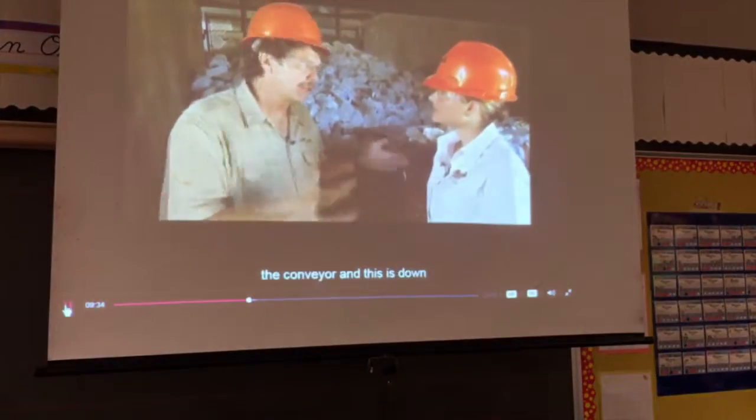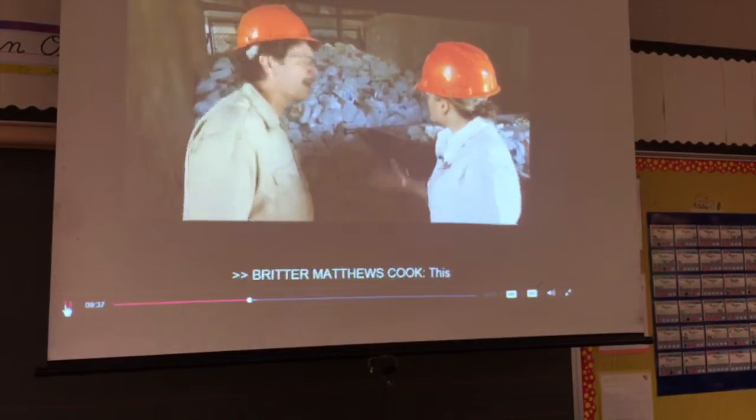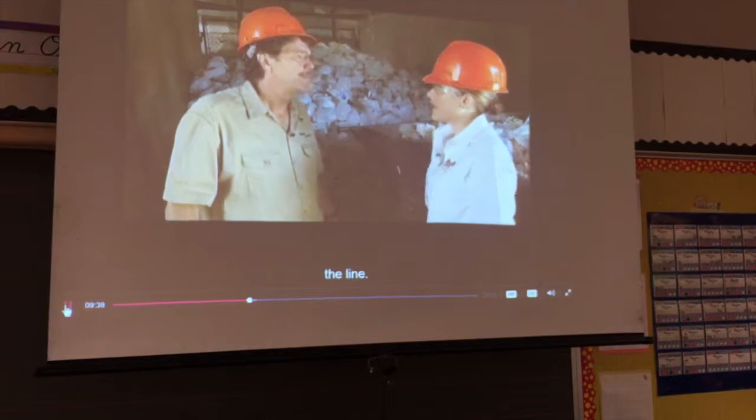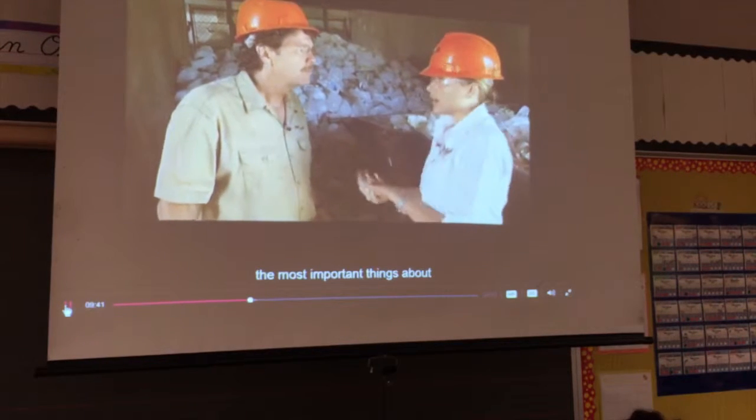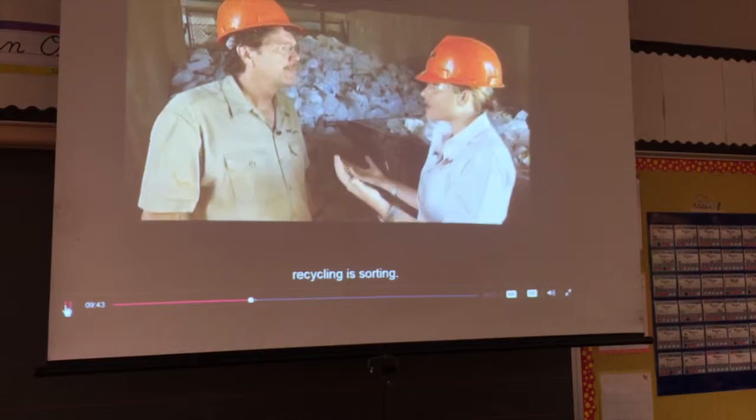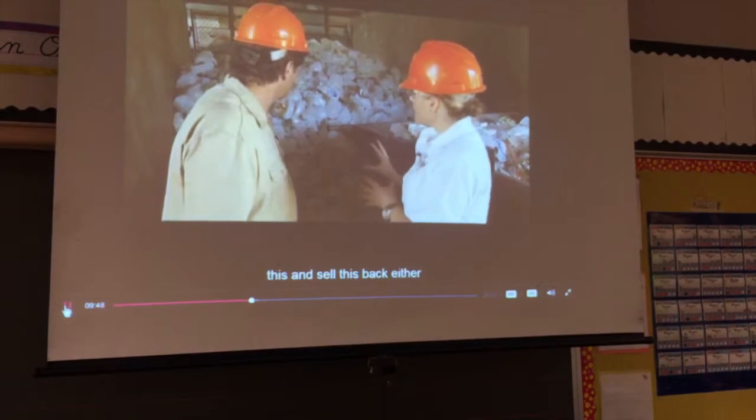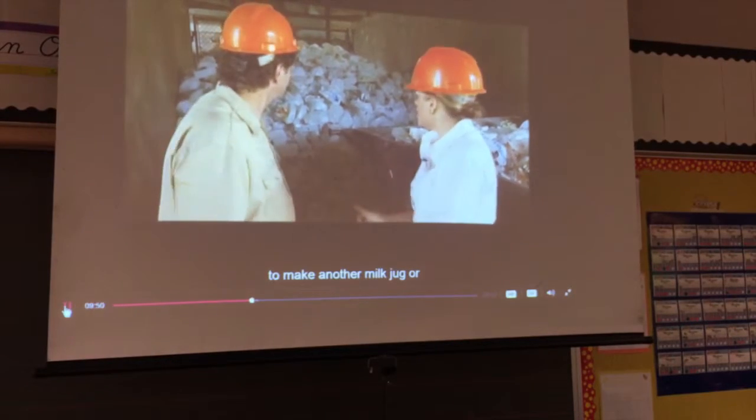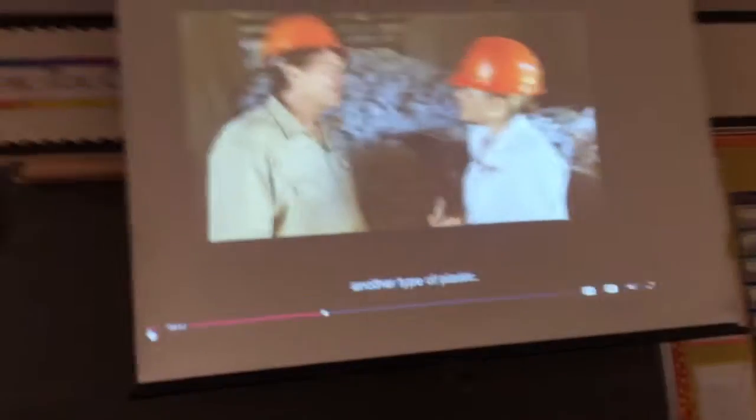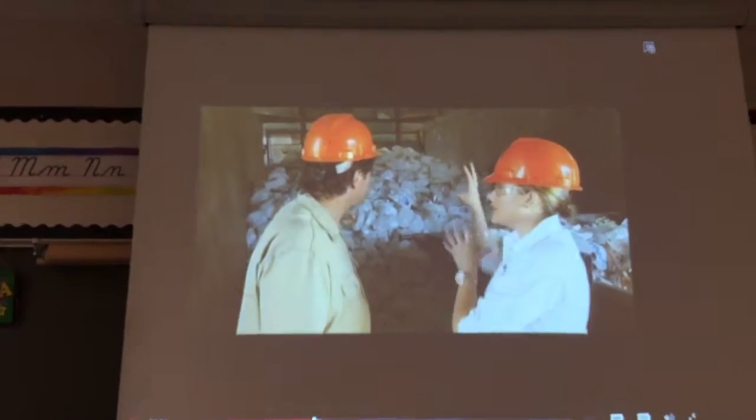We're up on the conveyor, and this is down below. So what's going on here? This is what we were throwing off of the line right there. And this is how, again, one of the most important things about recycling is sorting. It's just getting it down to the sorted product. We will then be able to process this and sell this back either to make another milk jug or another type of plastic, because now it's segregated and it's by itself.